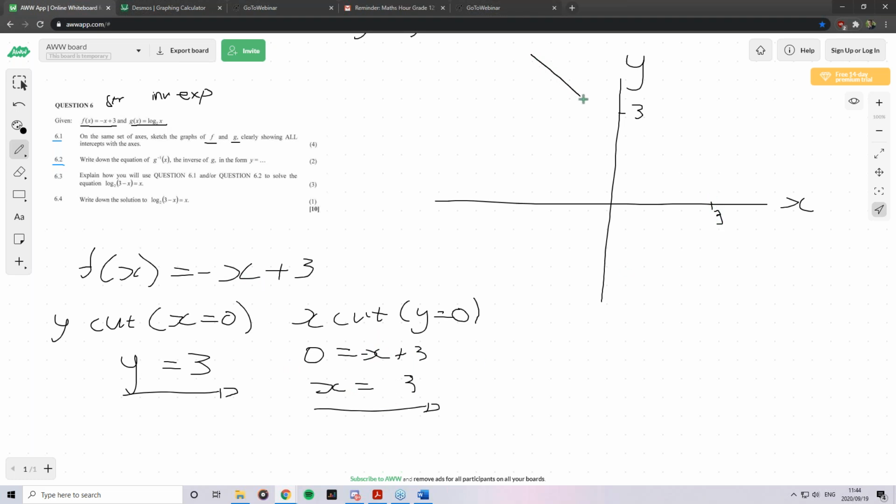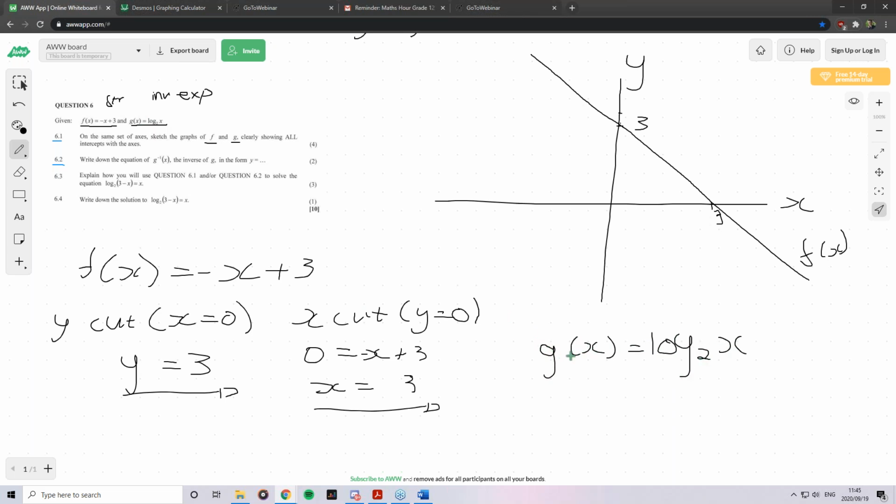So I can draw my graph. Alright, I'm going to just change where this is. 3. Right, so this is my f of x. Now, g of x is equal to log base 2 of x.